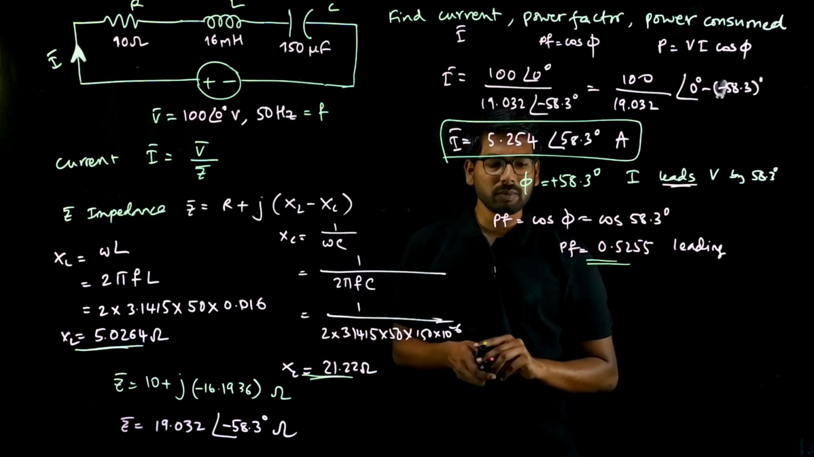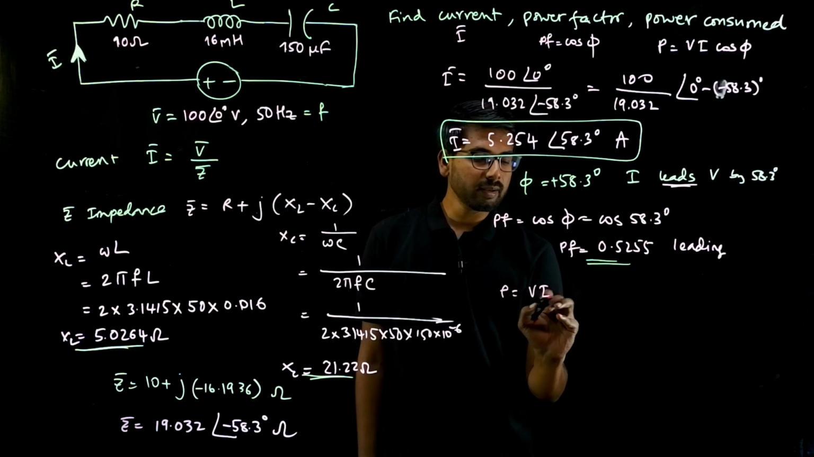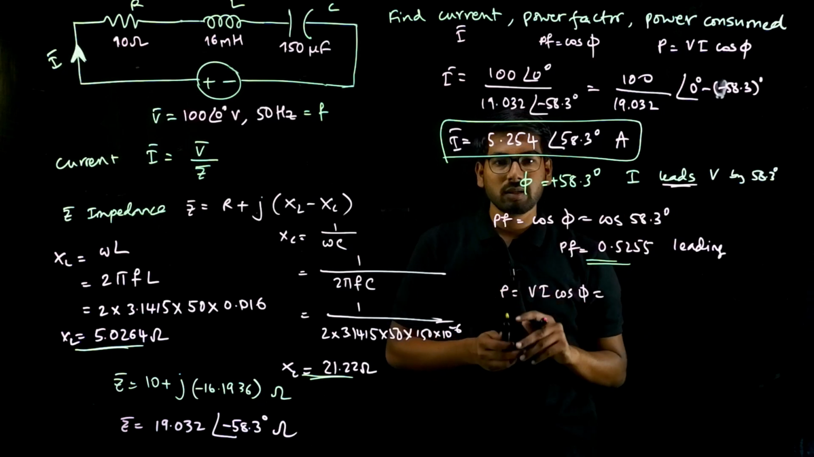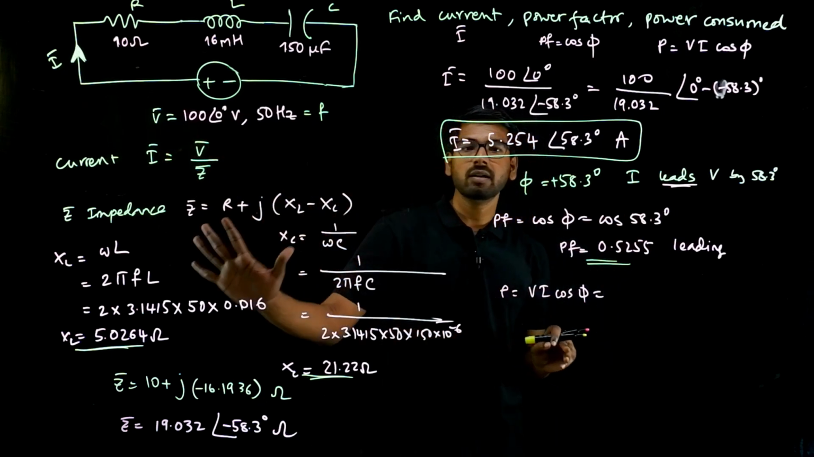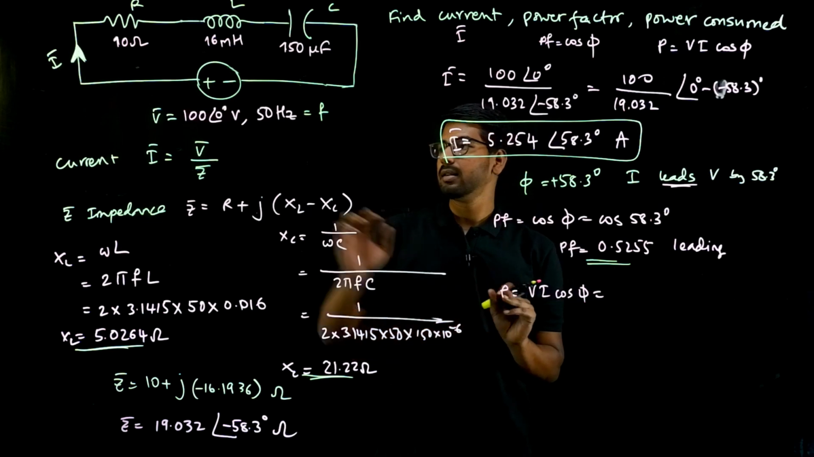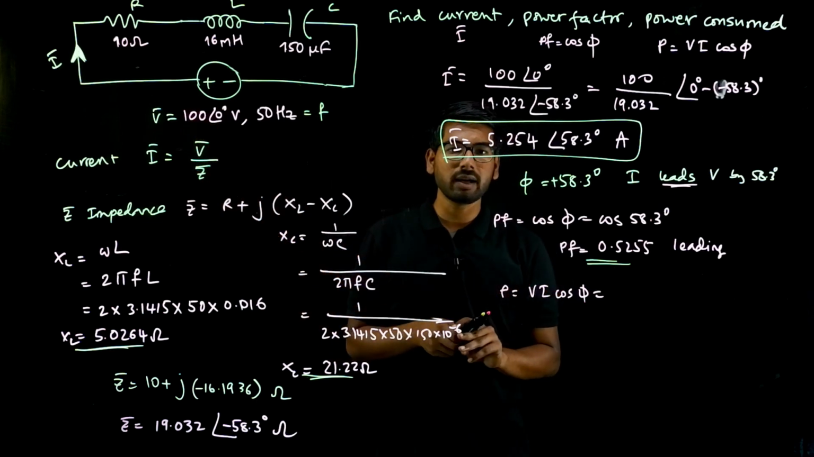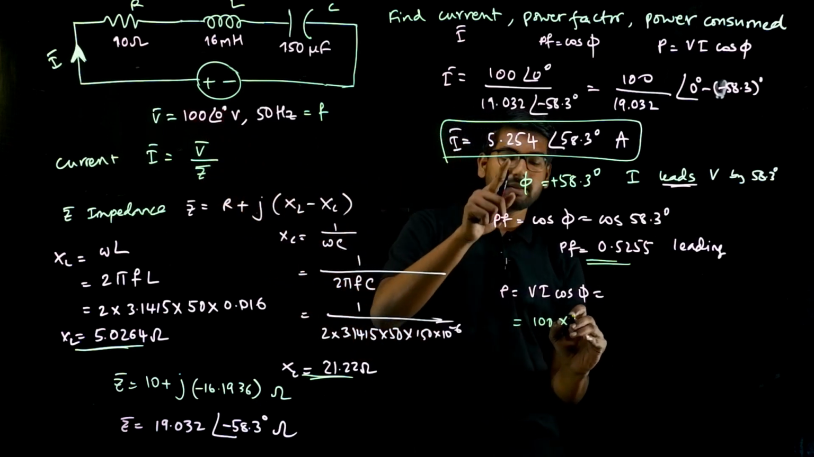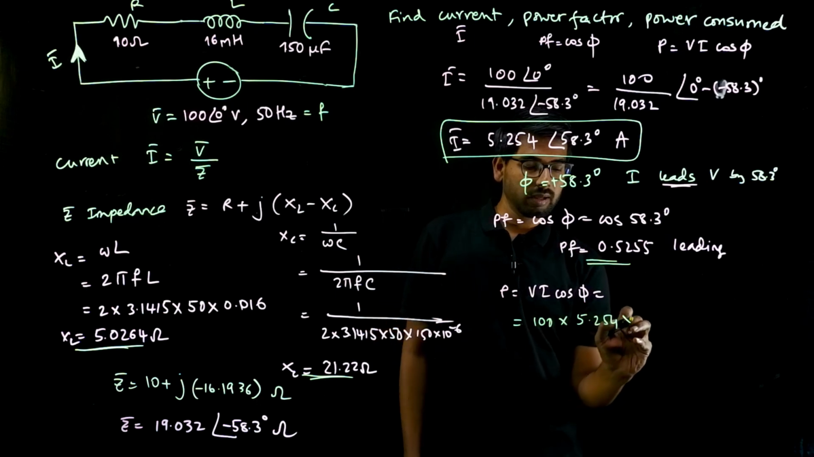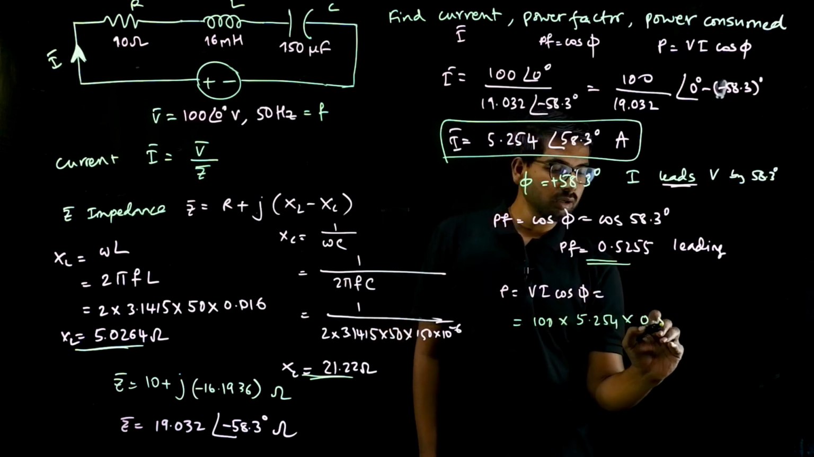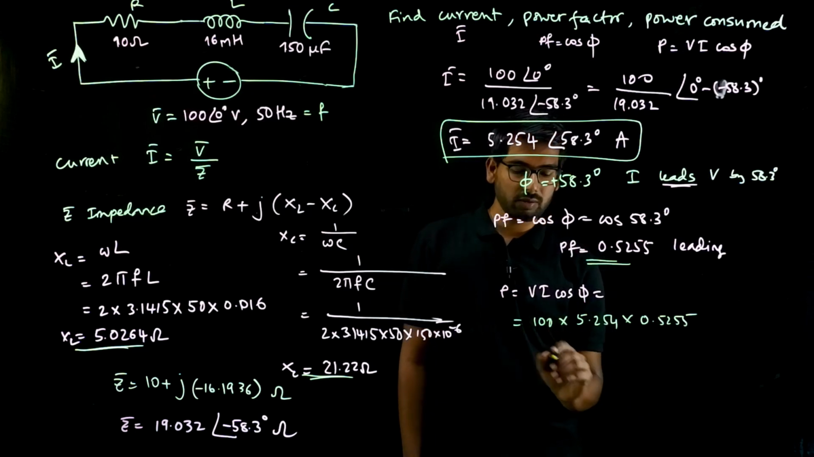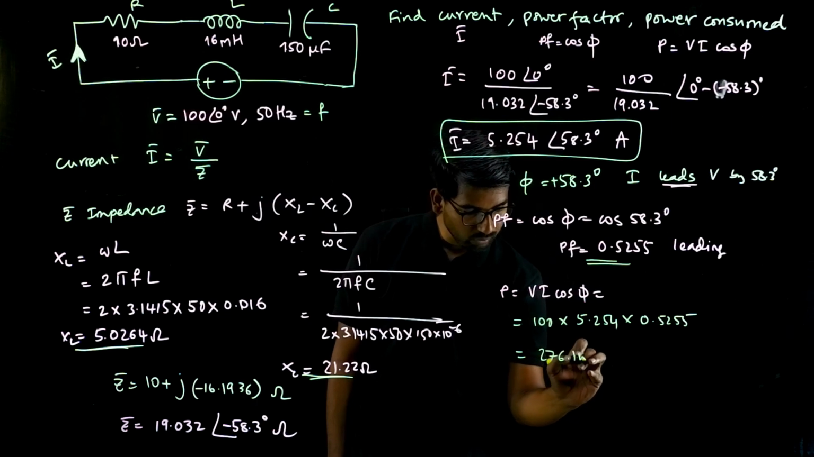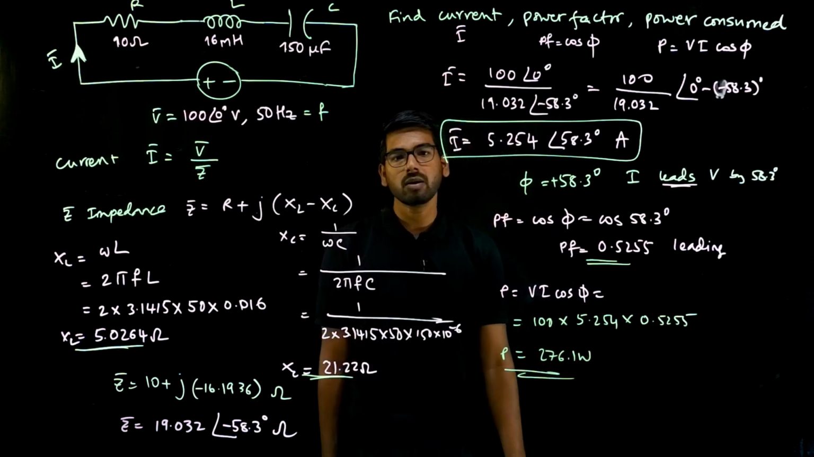So finally, what is power consumed? Power consumed is VI cos phi. Okay, in this case, see there are no bars above the V and I, whereas there are bars above the I in the earlier value. Those are AC values. Here we only need to take the magnitude of V and I. So what will that be? V is 100 and I is 5.254 and cos phi is 0.5255. Okay, so what will that be? The answer is 276.1 watt. Power is 276.1 watt.